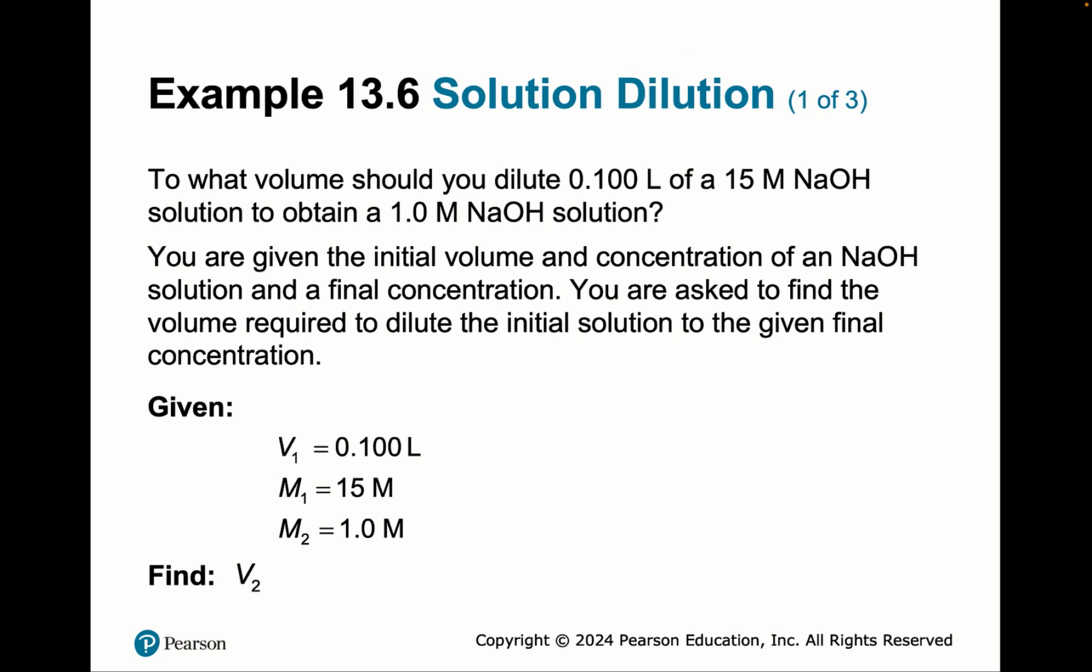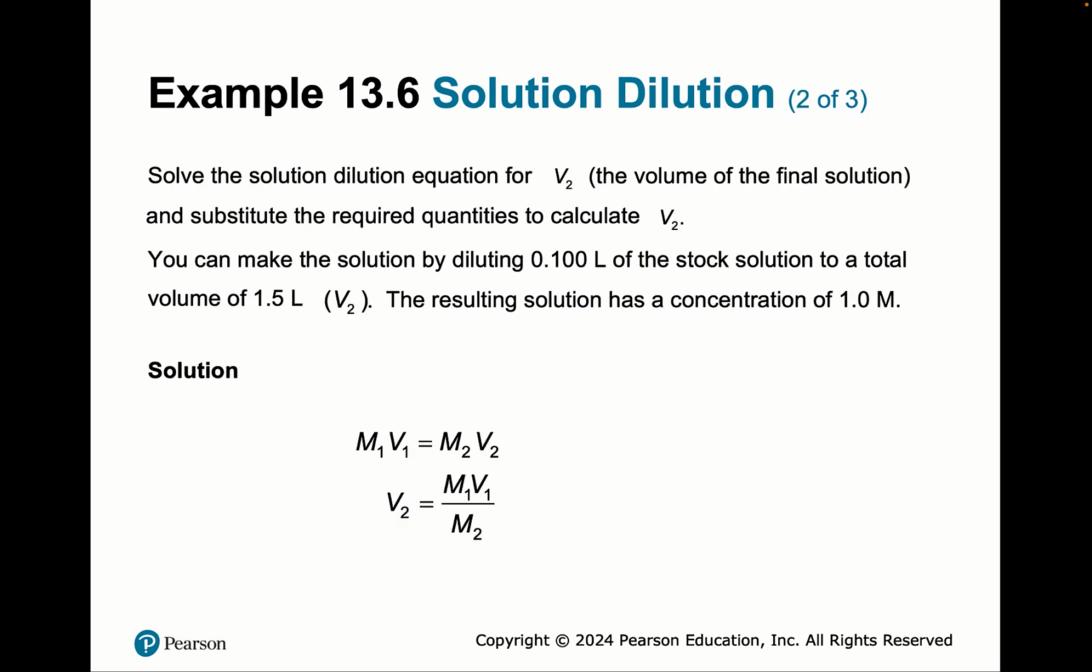Now let's look at this solution dilution thing, and I use this all the time. It's easy to do dilution calculations using these equations. So what volume should you dilute 0.1 liters of a 15 molar sodium hydroxide solution to, to obtain a 1 molar sodium hydroxide solution? In the lab, we call these a stock solution. We prepare stock solutions, and then we dilute them to the concentrations we need. So use the formula M1V1 equals M2V2, and solve for the second volume.